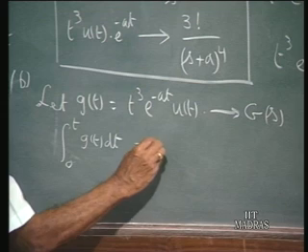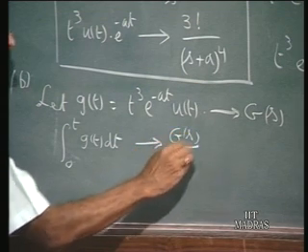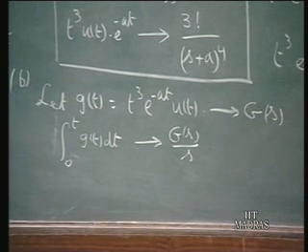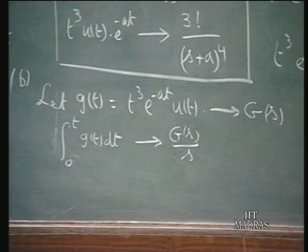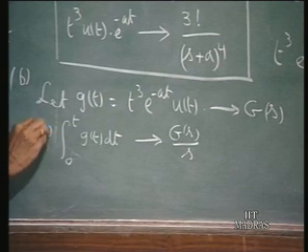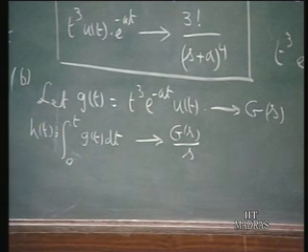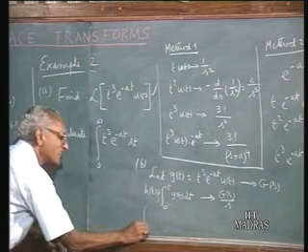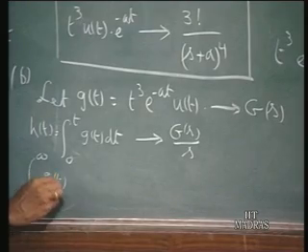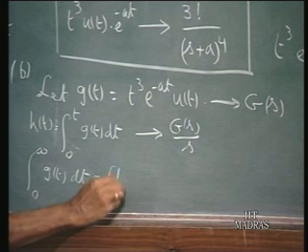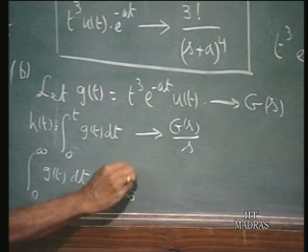This has got the Laplace transform G(s) upon s, because the initial value of the integral is taken to be 0. Therefore, it is G(s) upon s. Now, what we want is not 0 to t, but 0 to infinity. Therefore, the integral from 0 to infinity of g(t) dt can be regarded as the final value, the limit as t tending to infinity of h(t).